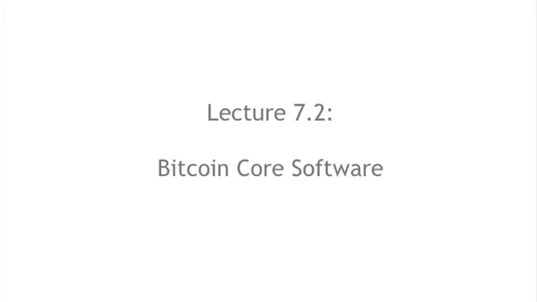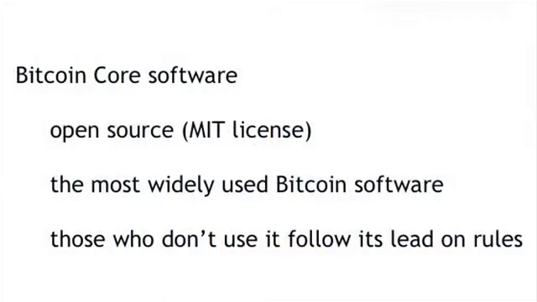In section 7.2, we'll talk about the Bitcoin core software. This is a piece of open source software which is a focal point for discussion of and debate about Bitcoin's rules. The Bitcoin core software is a body of open source software. It's licensed under the MIT license, which is a very permissive open source license. It allows the software to be used for almost any purpose, as long as the source is attributed and the MIT license is not stripped out.